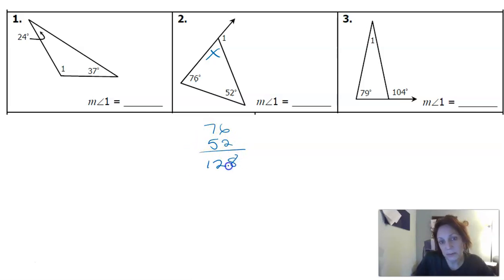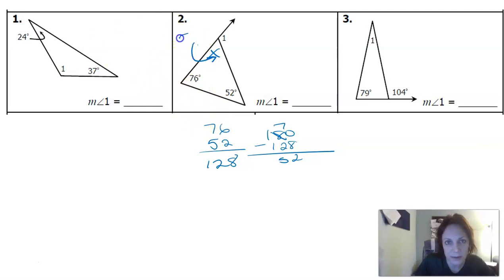it's 128. So I don't know what this is, but I know it has to add up to 180 here. So if I do 180 minus 128, I get 52. Does that mean this is an isosceles triangle? So this angle right here is 52. But that's not the question they asked.